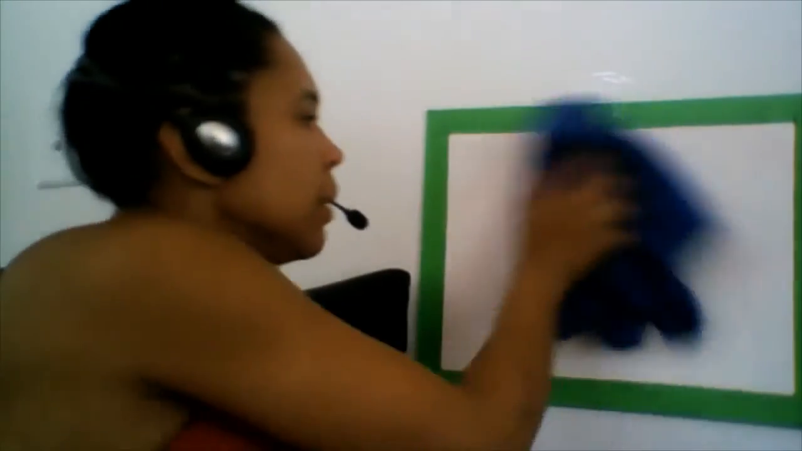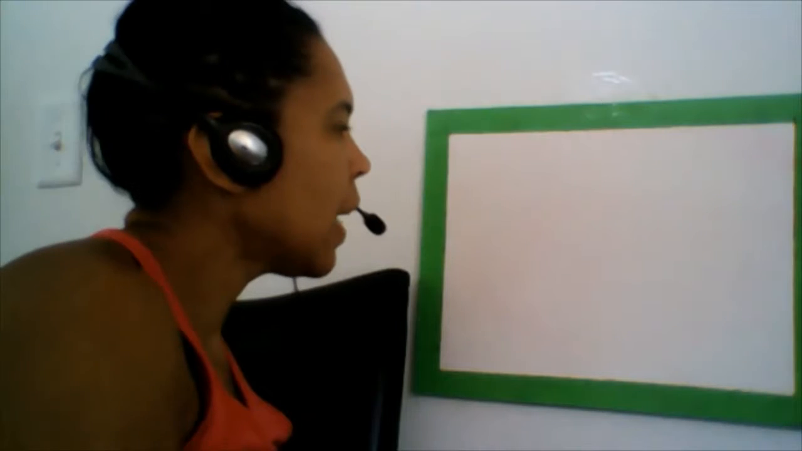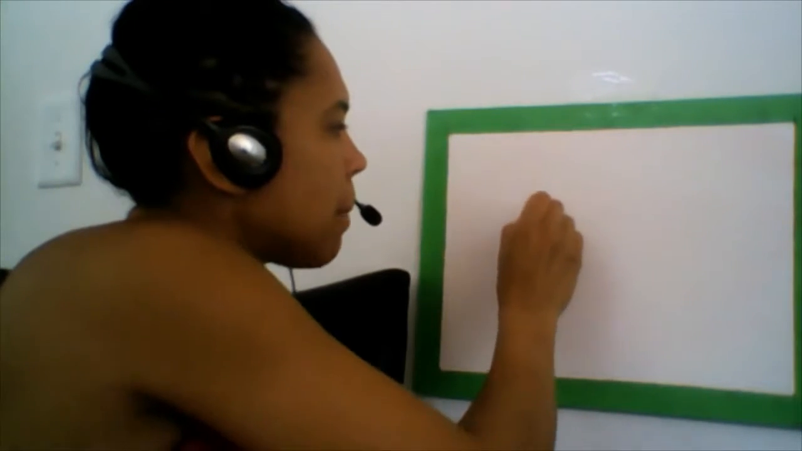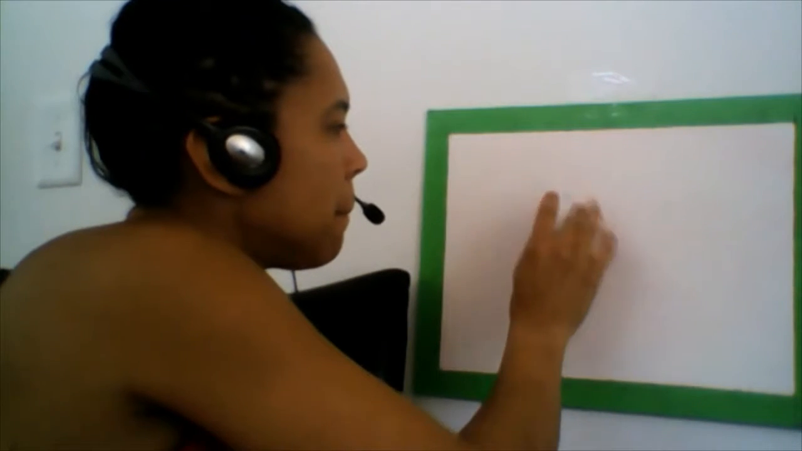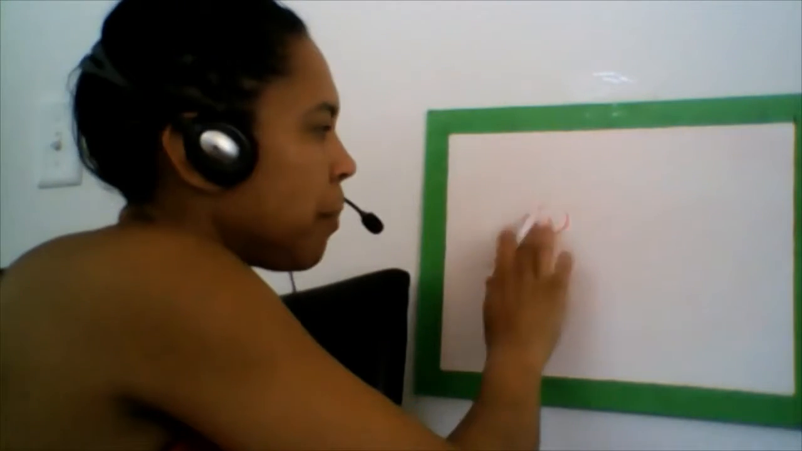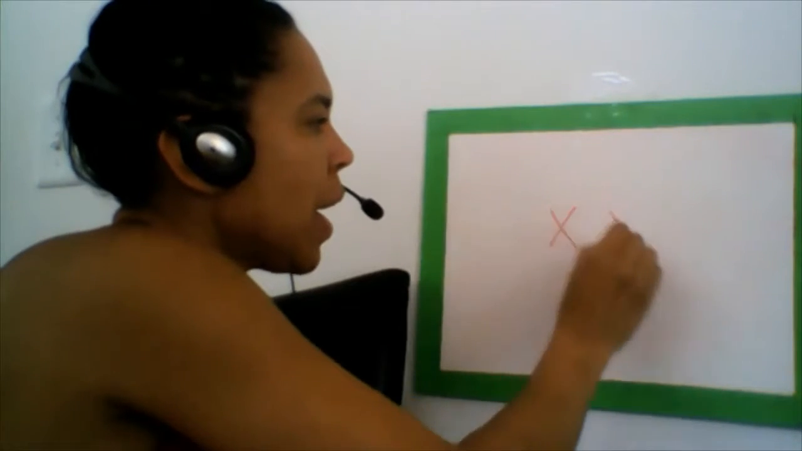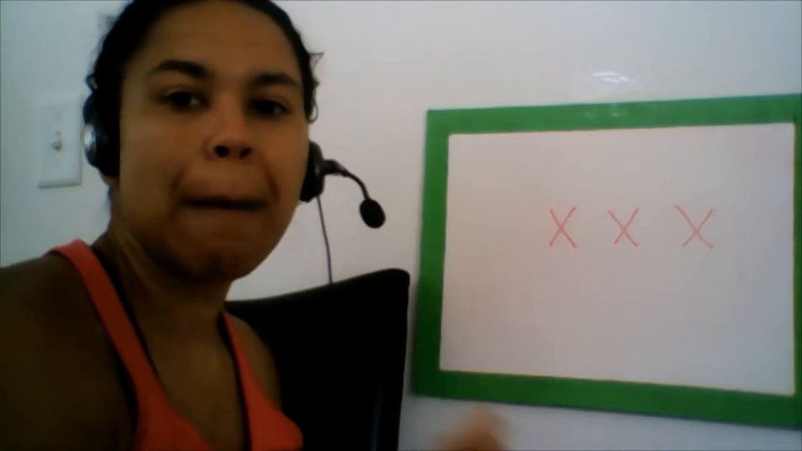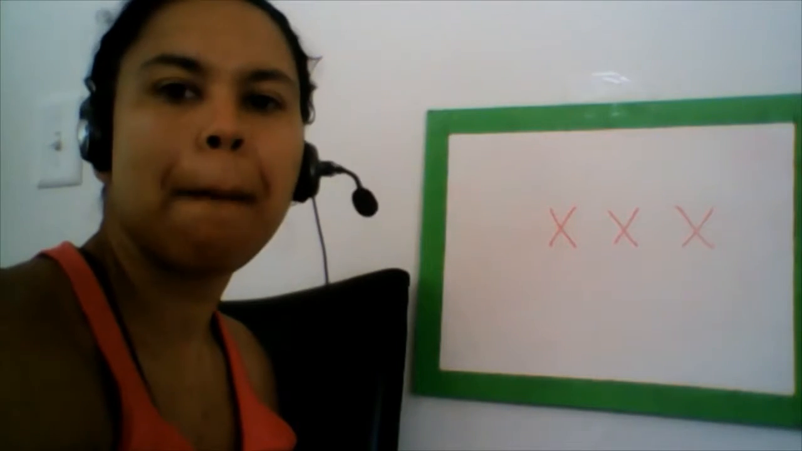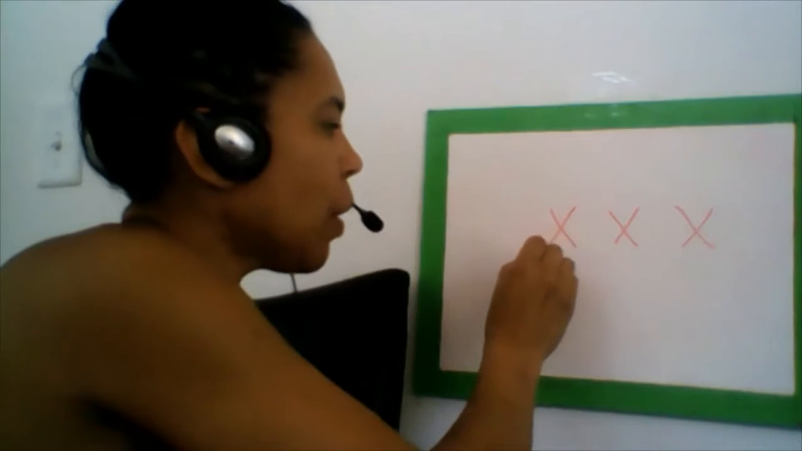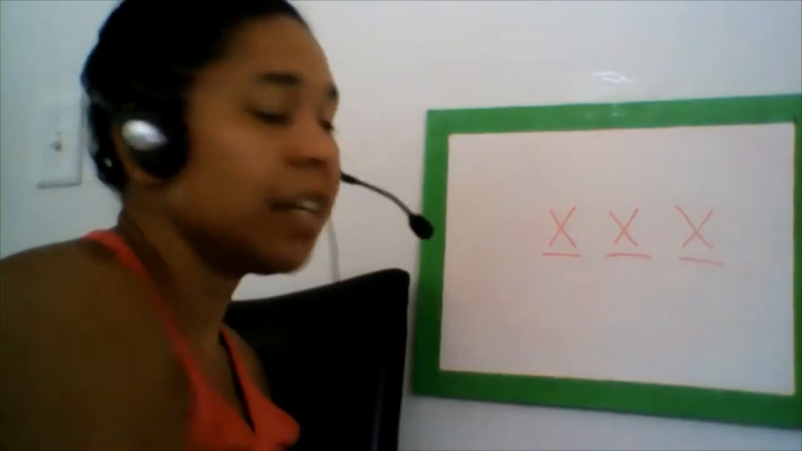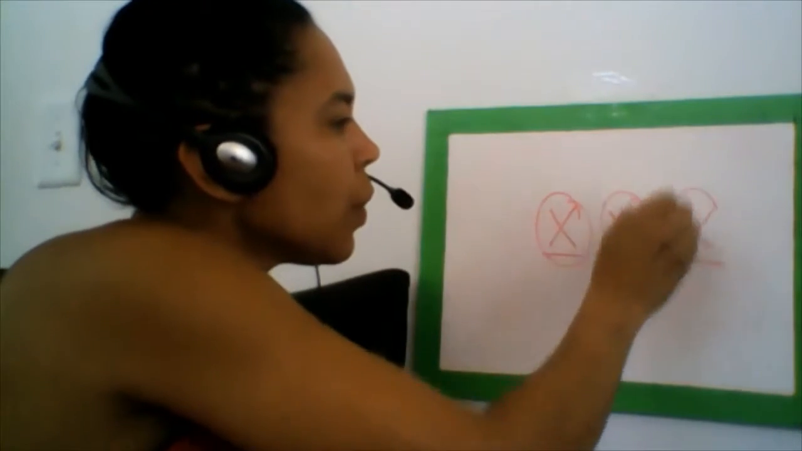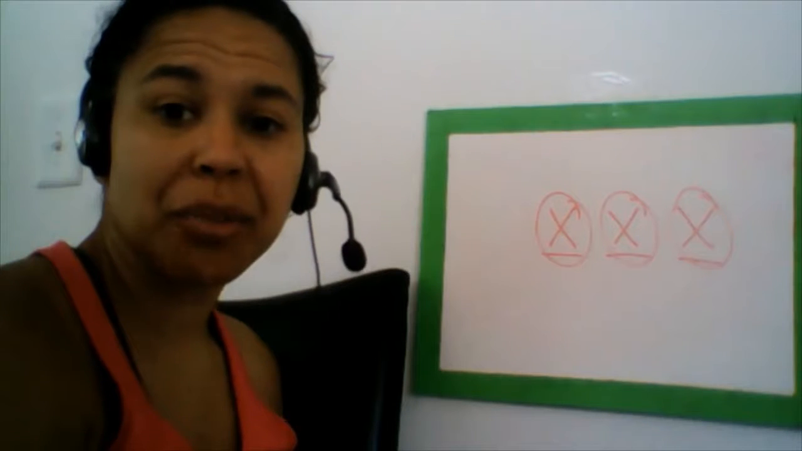Let's look at the word pop. P-o-p. How many X's did I need for the word pop? I needed 1, 2, 3. So how many X's did I put on my whiteboard? 1, 2, 3. Correct, because we heard 3 sounds.